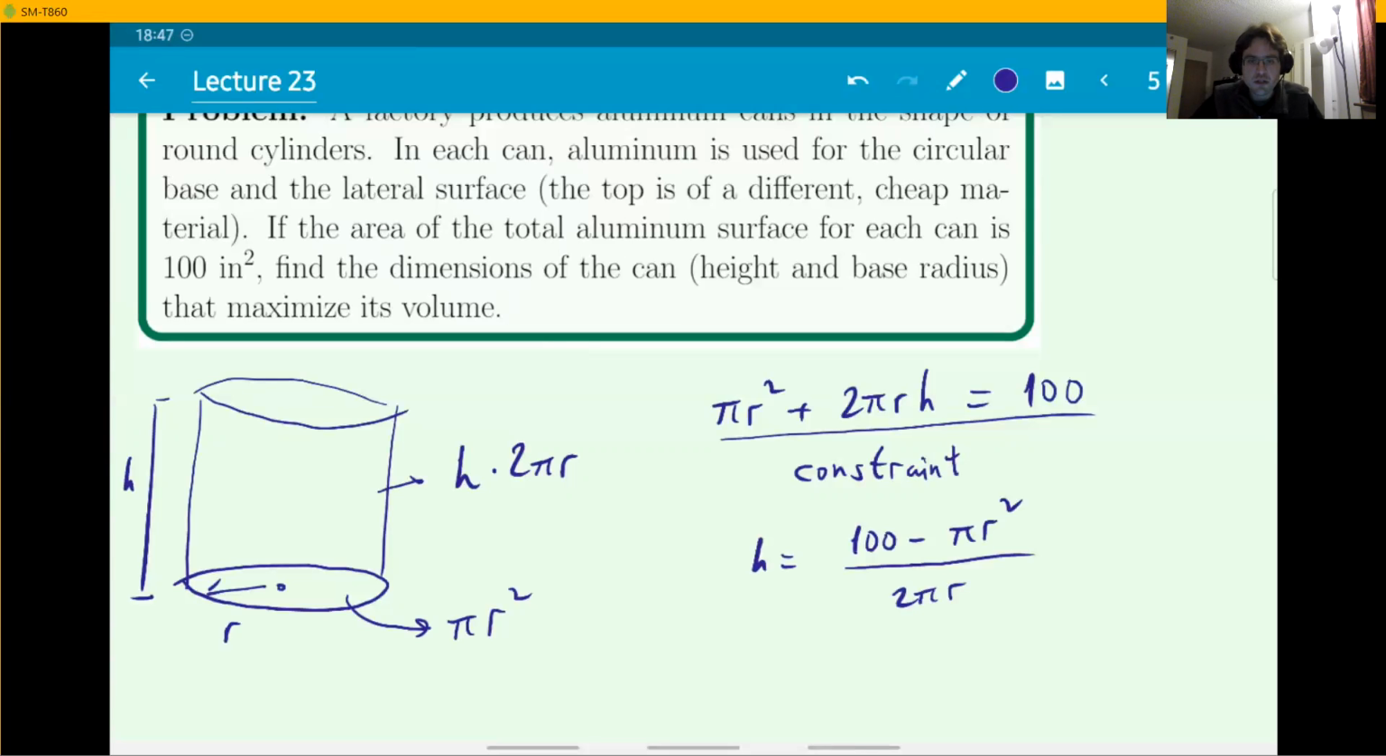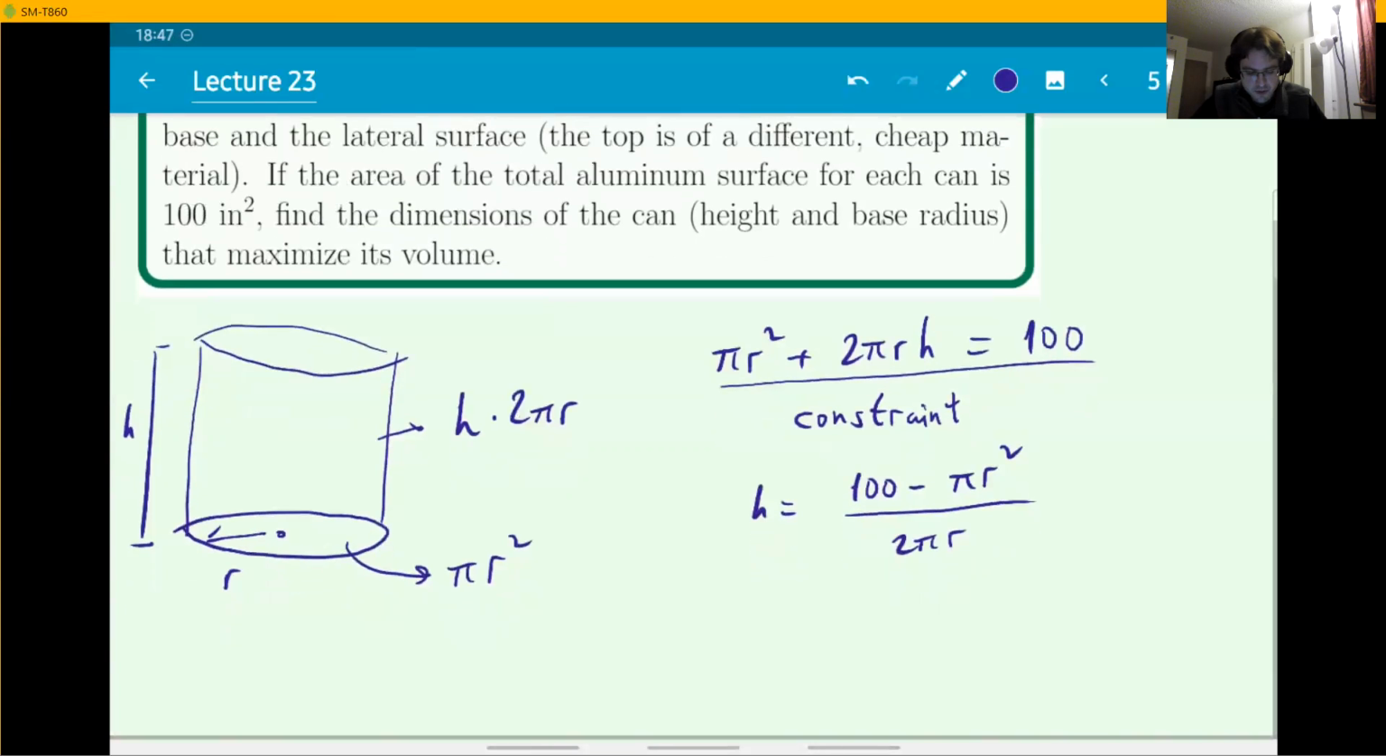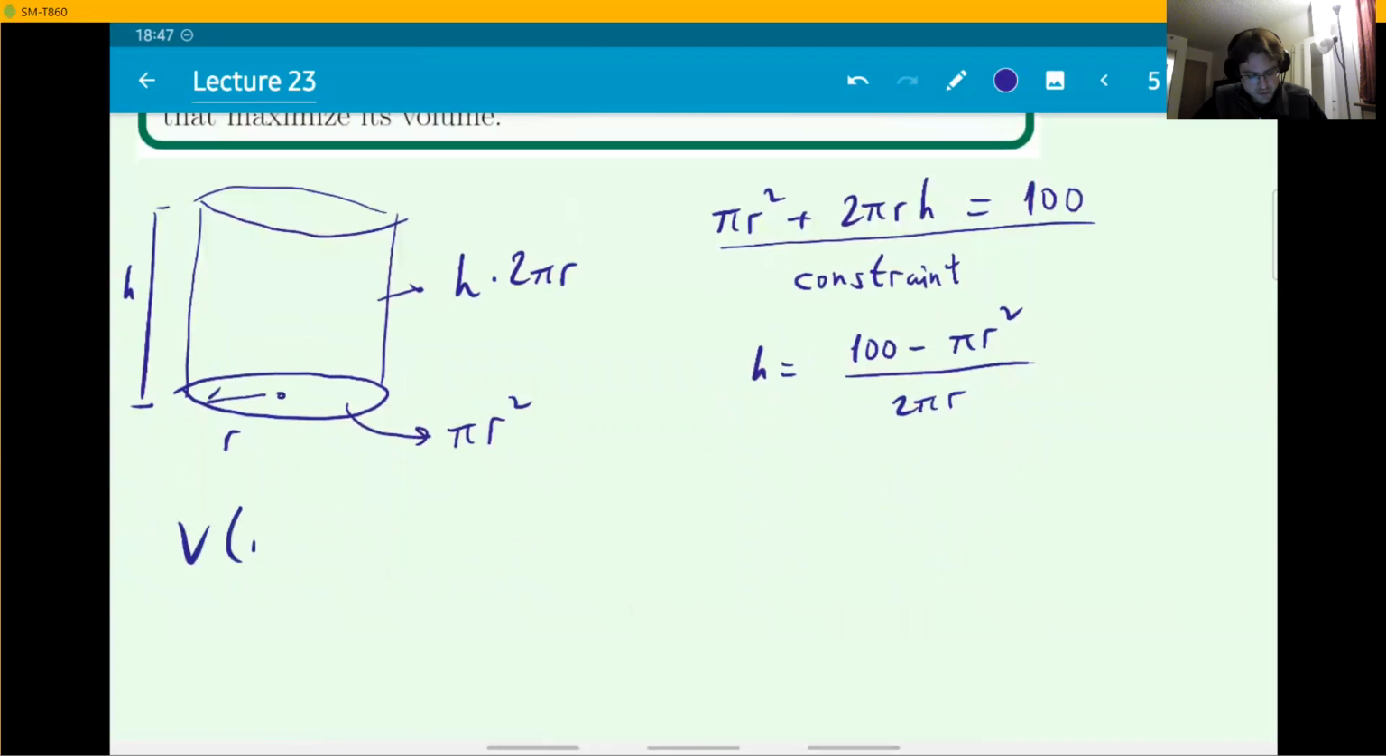Just solved for h. But we don't have the objective function yet. What is the function that we're trying to find the minimum or maximum value of? Well, it's the maximum volume. This is the objective function. As a function of both r and h, what is it? How do we find the volume of a cylinder? Area of the base times height.